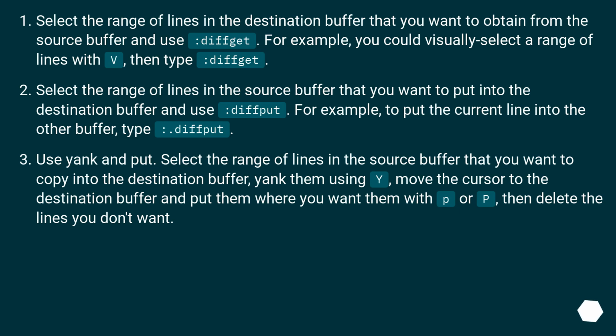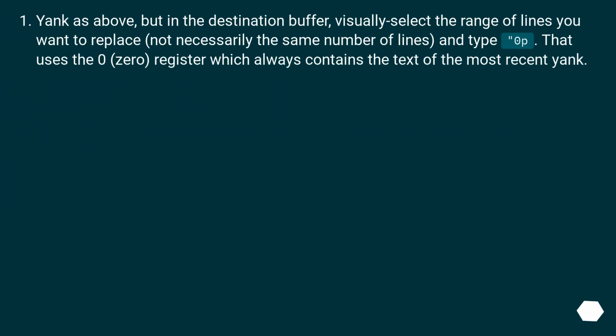Use yank and put. Select the range of lines in the source buffer that you want to copy into the destination buffer, yank them using y, move the cursor to the destination buffer and put them where you want them with p or P, then delete the lines you don't want. Yank as above, but in the destination buffer, visually select the range of lines you want to replace, not necessarily the same number of lines, and type 0p. That uses the 0 register, which always contains the text of the most recent yank.